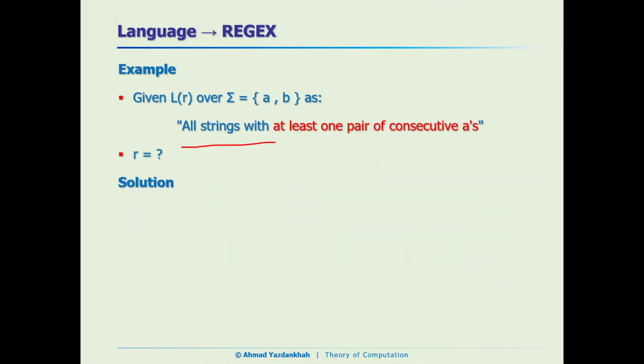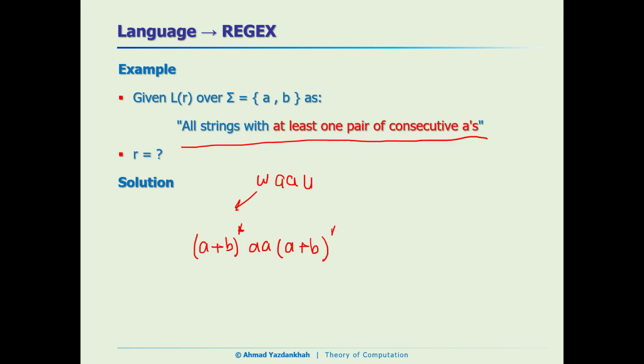All strings with at least one pair of consecutive A's. So at least one AA means that before that we can have anything, after that we can have anything, not necessarily equivalent, right? Okay, so how can we convert this to the regex? This is anything, AA, and another anything here. So the regex for this language would be this.